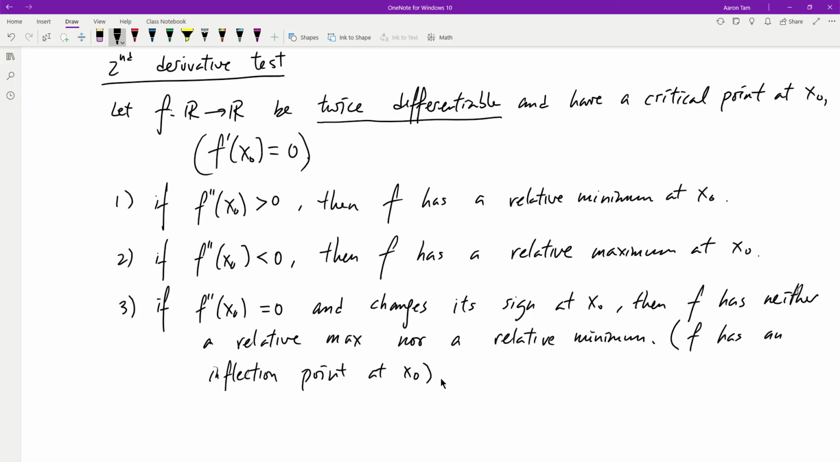So when you have an inflection point, it cannot have a relative max and relative min. Okay? And it only happens when you have f double prime equal to 0 and it changes sign. What if it doesn't change sign? If it doesn't change sign, then I would say you can say it's inconclusive.